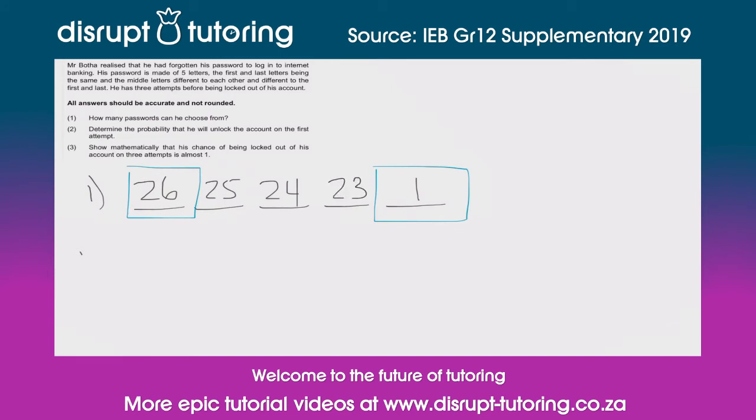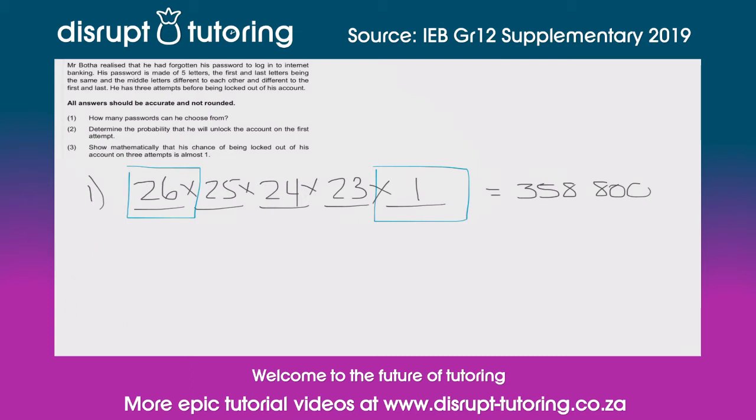So those are the different combinations that we can have. We're going to multiply all of those, and that is going to give us a total amount of 358,800 different combinations. So it's going to be really difficult for him to try and figure this out. I'm just going to erase that there.